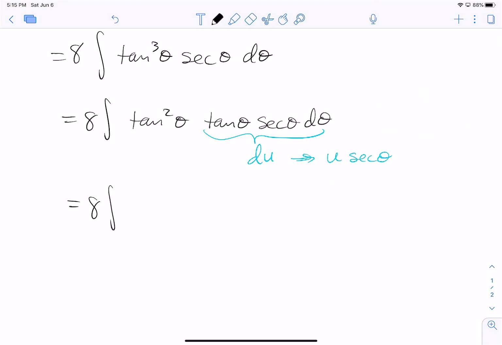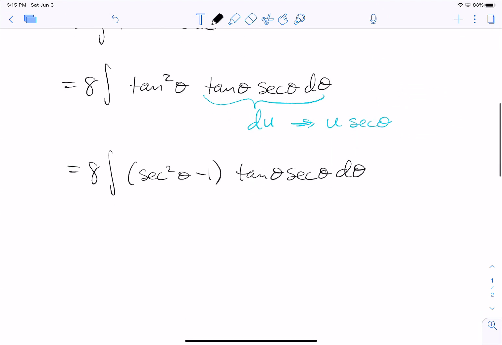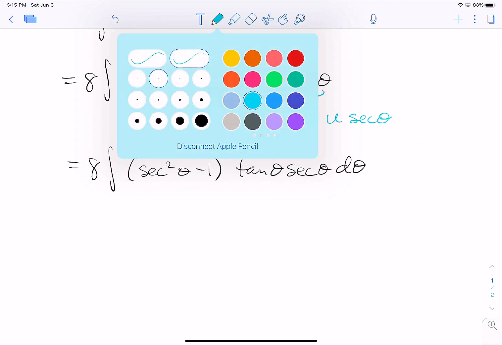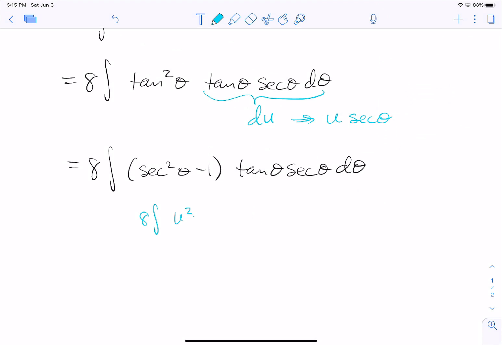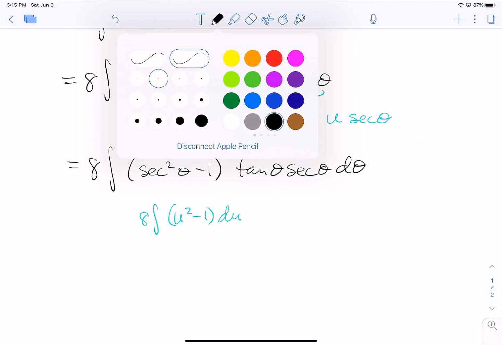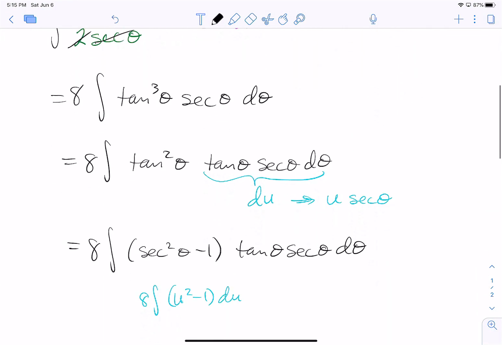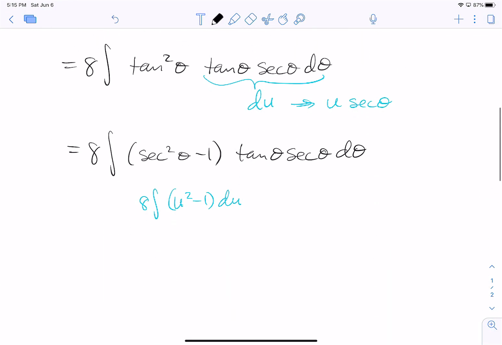Converting using a Pythagorean identity, we have the integral of the secant squared of theta minus 1 times the tangent of theta, secant of theta, d theta. Now we essentially have 8 times the integral of u squared minus 1 du. I don't want to do a full u substitution though, because we've already converted from x to theta. So I'd rather just keep everything in terms of theta. Integrating using the power rule, we're going to get 8/3 times the secant cubed of theta minus 8 times the secant of theta plus c.